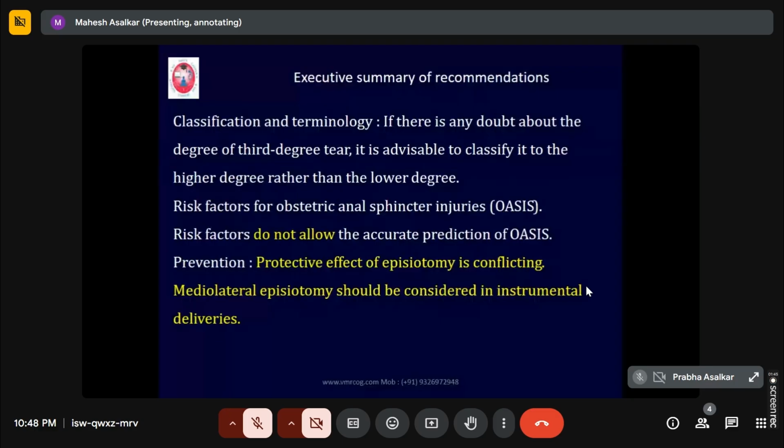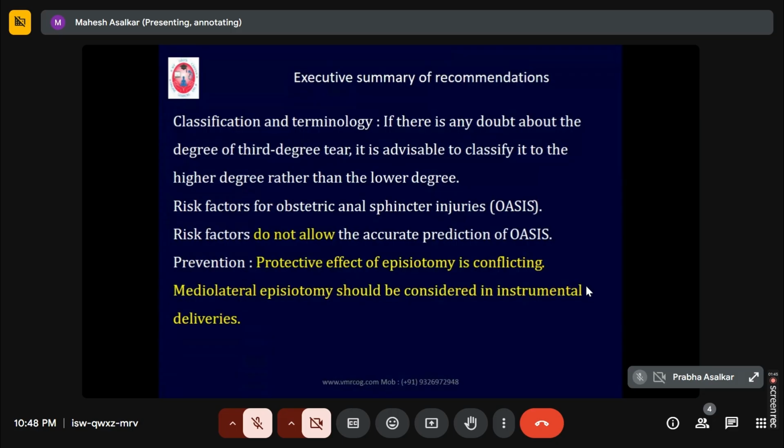So, classification terminology. If there is any doubt about the degree of a third degree tear, it is advisable to classify it to the higher degree rather than the lower degree. Is it clear now what I have already mentioned? If you have a doubt of a third degree tear, then it is advisable to classify it to the higher degree than the lower degree, to risk overestimating it.